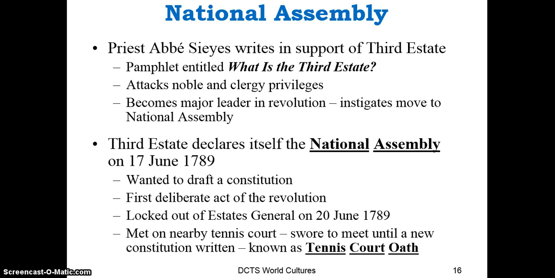So a little bit of a month after when the Estates General initially meet. They want to draft a constitution, and this is considered the first act of the revolution. They get locked out of the Estates General on June 20th, so 3 days later. However, they're not going to let this stop them. They're going to go to a tennis court, and they're going to swear to meet until a new constitution is written, otherwise known as the Tennis Court Oath. I know, pretty original, right?